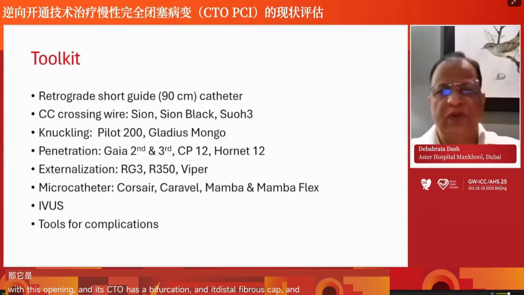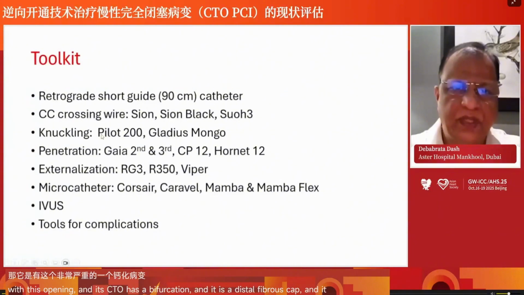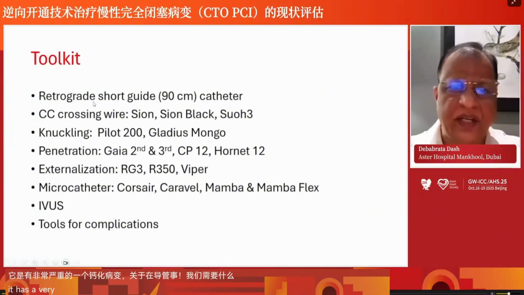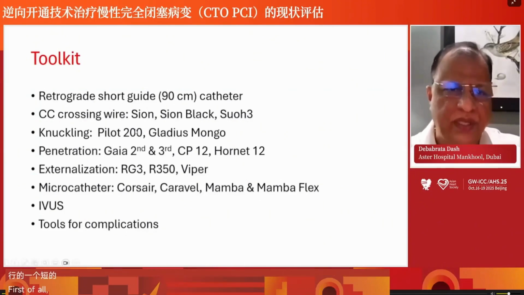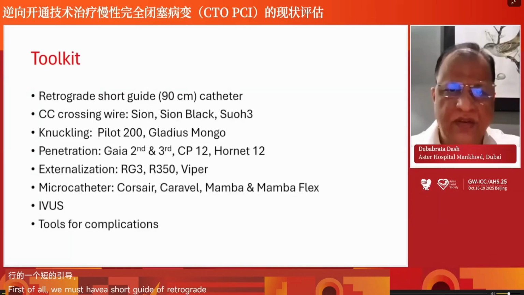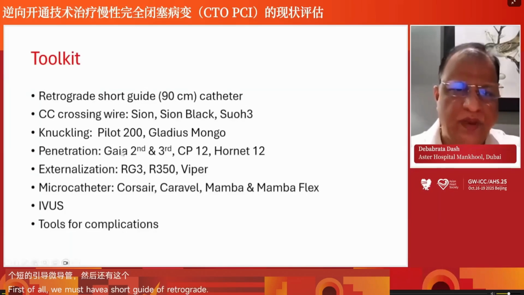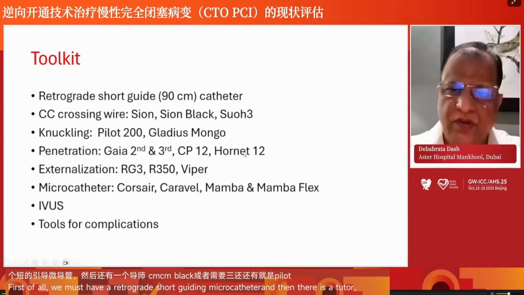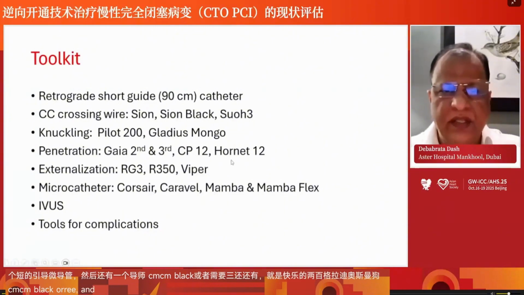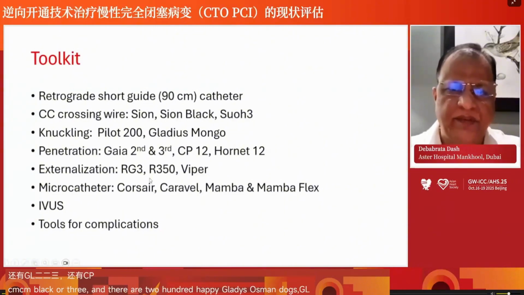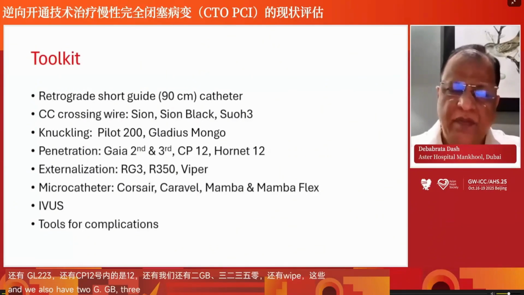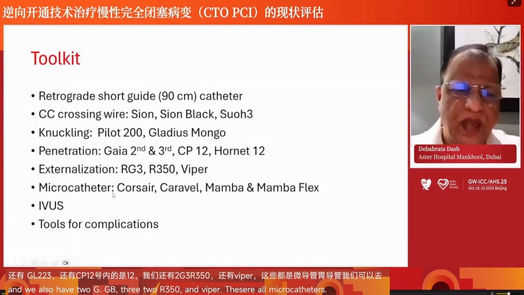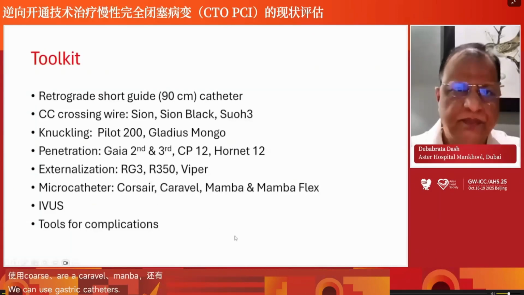It needs to have some toolkit in the cath lab. So these are retrograde short guide catheter, collateral crossing wire such as Sion Black, Suoh 3, knuckling wire such as Pilot 200, Gladius Mongo, penetration wire, Gaia Next 2 and 3, Conquest Pro 12 and Hornet 12. Externalization wire such as RG3, R350, Viper, microcatheters such as Corsair, Caravel, Mamba Flex and so on. It also requires IVUS and tools for complication.